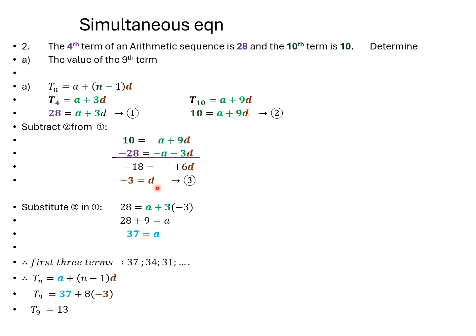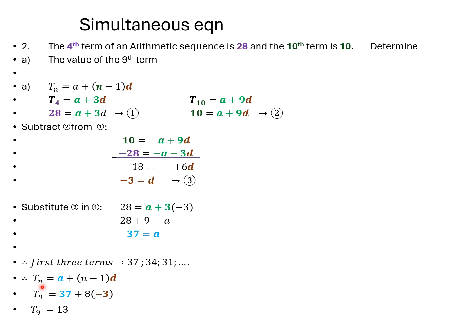Now from here I can substitute this in the place of equation 1, or in the place of equation 2. Right, we've gone in 1, so I have a plus 3 times negative 3, which gives me negative 9. If I take negative 9 across the equal sign, it becomes 28 plus 9. Right, and I'm left with a. 28 plus 9 gives me 37, so a equals 37. Alright, so my first three terms: 37, minus 3, 34, minus 3, 31.